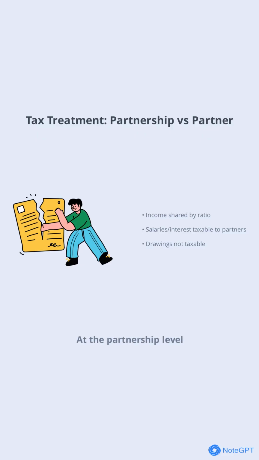At the partnership level, business income is computed collectively. Partners' salaries and interest on capital are added back and are not deductible for the partnership. However, these amounts are taxable to the individual partners who receive them. Drawings, on the other hand, are not deductible and are not taxable as they represent capital withdrawals. This distinction is crucial for accurate tax reporting.